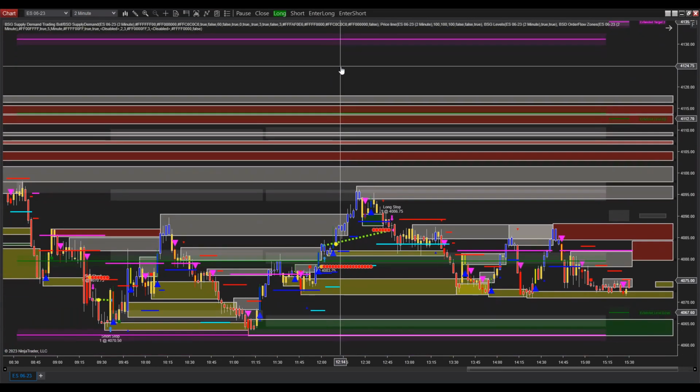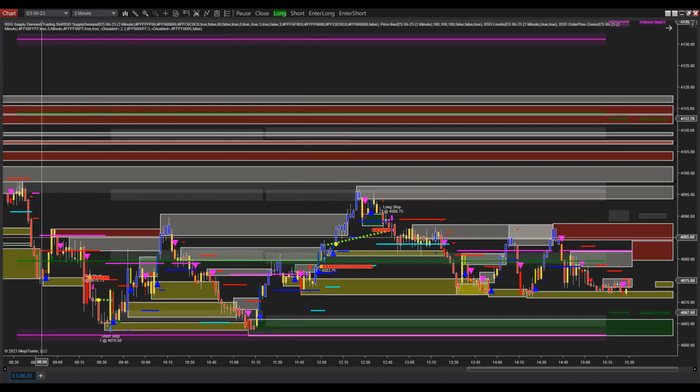On the chart, I always have supply and demand indicator, order flow zones for the momentum, and also the BSG levels. BSG levels is one phenomenal indicator. If you don't have it, I think you are doing a disservice to yourself. You can see how many times it touches this target and goes back.